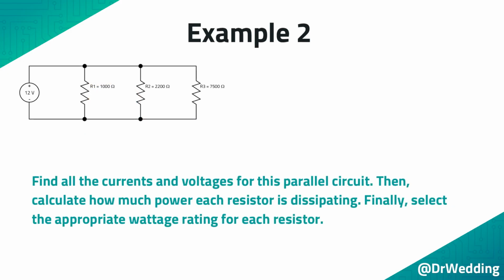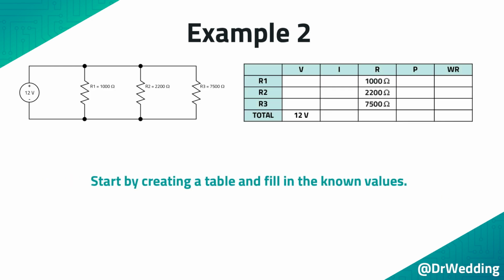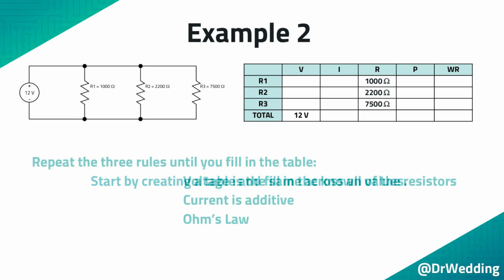Here is example 2. Find all the currents and voltages for this parallel circuit. Then, calculate how much power each resistor is dissipating. Finally, select the appropriate wattage rating for each resistor. Start by creating a table and fill in the known values. Then, you just need to repeat the 3 rules until you fill in the table.